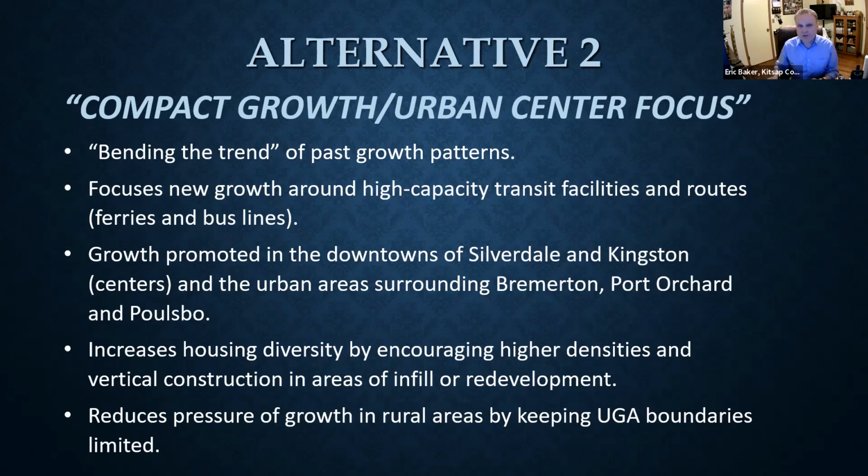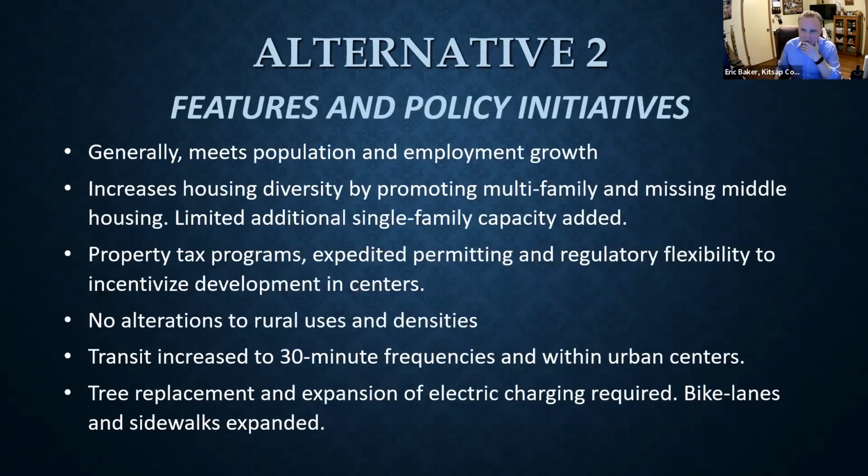It also reduces pressure and growth in the rural areas by keeping the urban growth area boundaries limited and not changing rural densities. So there are some folks who requested changes in the rural areas. They wanted to go from 10-acre zoning to 5-acre zoning, maybe do 2 homes instead of 1. Alternative 2 does not include any of those. So this alternative generally meets our population and employment growth targets.